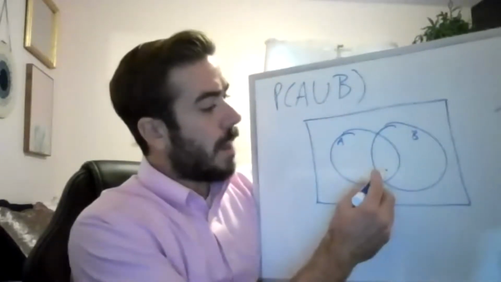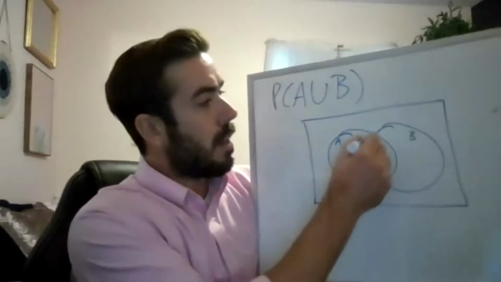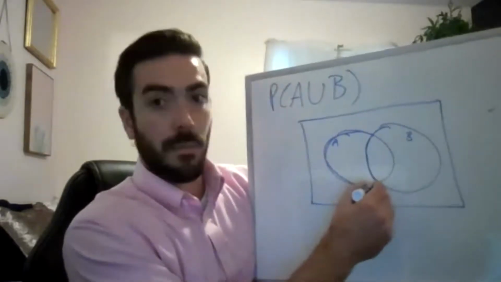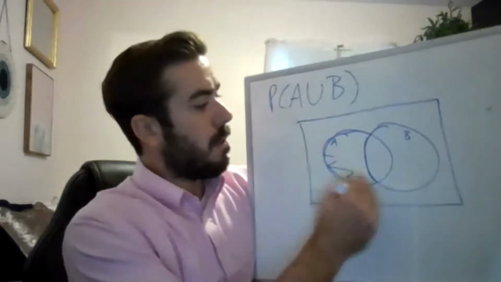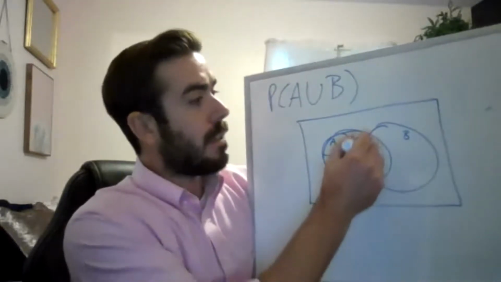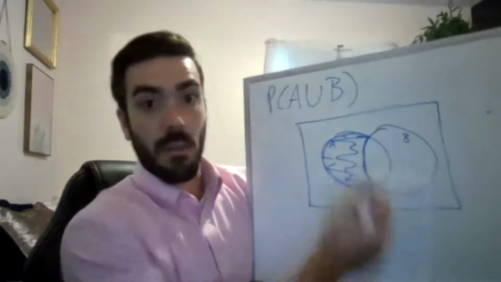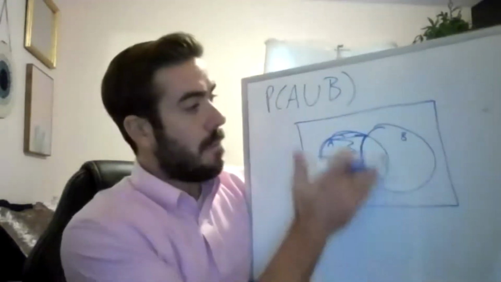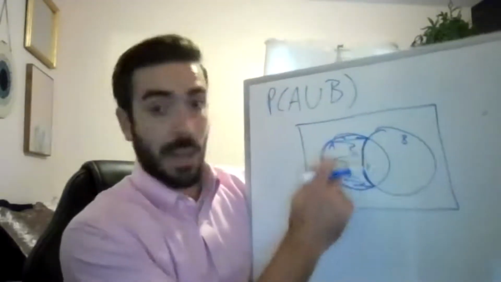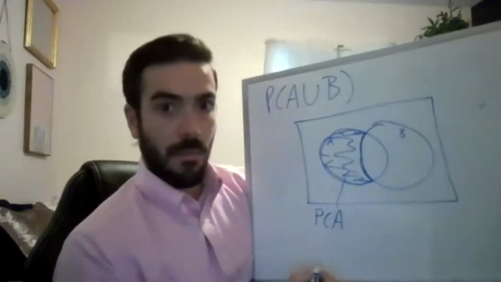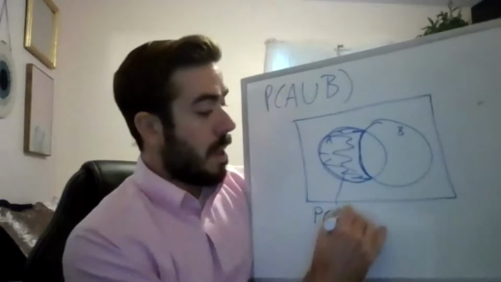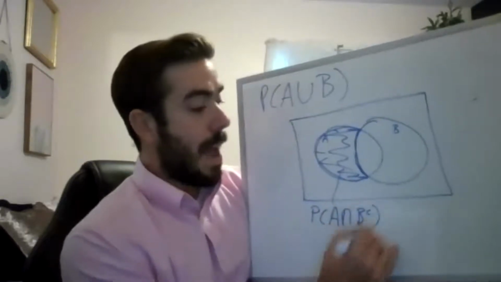First, what if I took this crescent moon area over here? Well, that's everything in A, but not in B. So it can't be in circle B, but it's in A. That's this little guy here. So this would be everything that's in A and not in B.